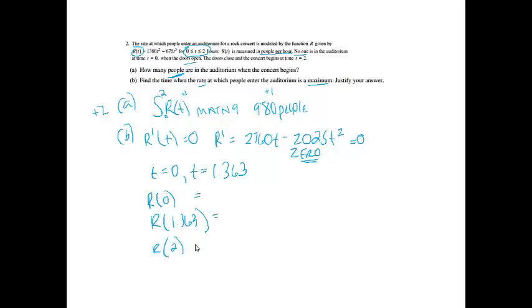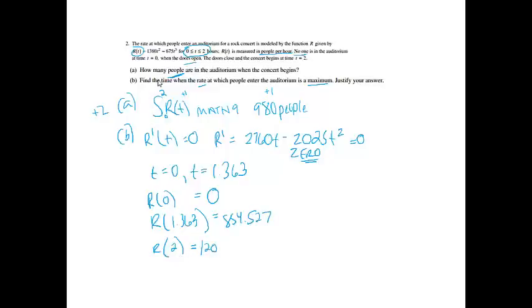Okay, so I'm actually going to find those values. To find R of 0, you just plug 0 in for the R. R of 1.363, just plug that in for the R, and R of 2, just plug that in for the R. When I do that, when you plug in 0, you get 0. When you plug in 1.363, you're going to get 854.527. And when you plug in 2, you get 120.